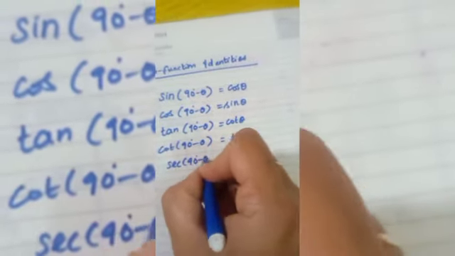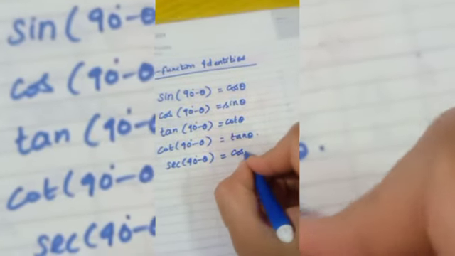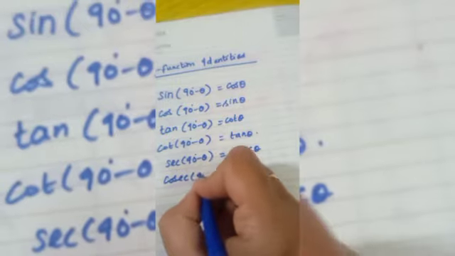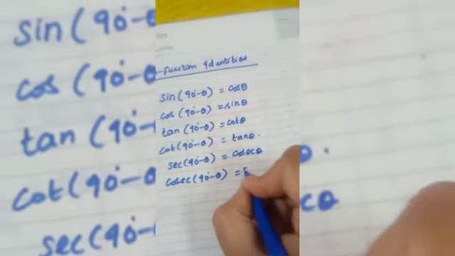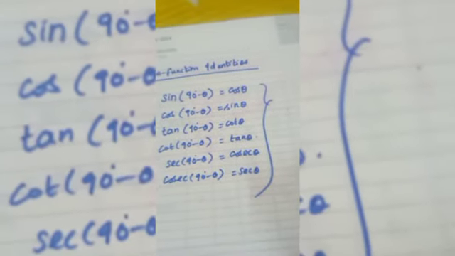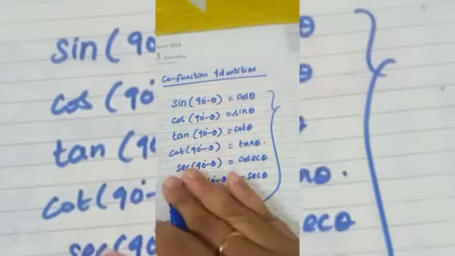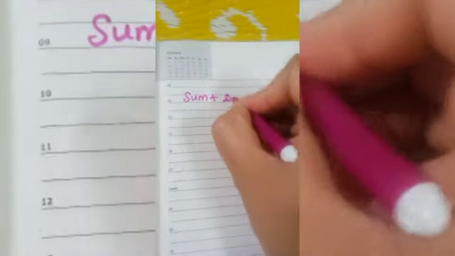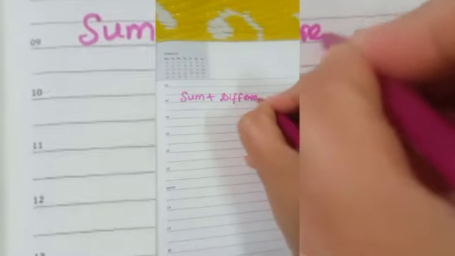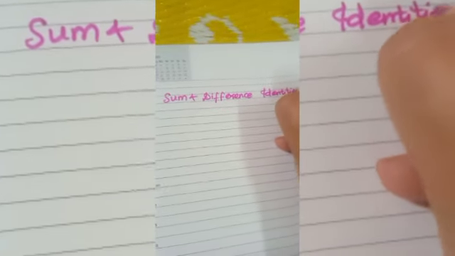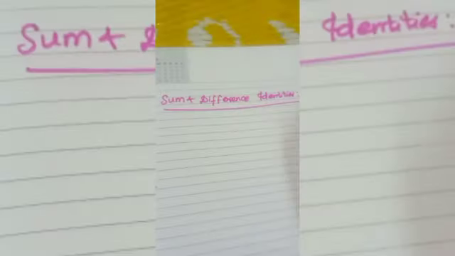Secant of 90 minus theta is equal to cosecant theta, and cosecant of 90 minus theta is equal to secant theta. It will be highly helpful while solving the problems, so kindly make a note of it. Next, we are going to focus on sum and difference identities. This formula will also be highly helpful for you.